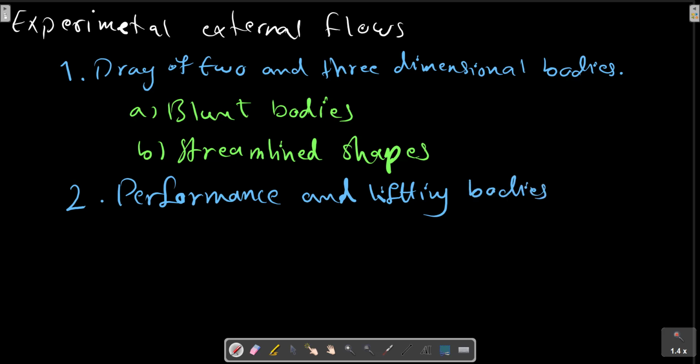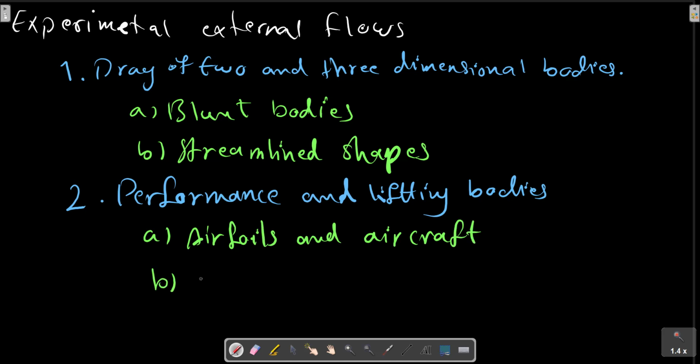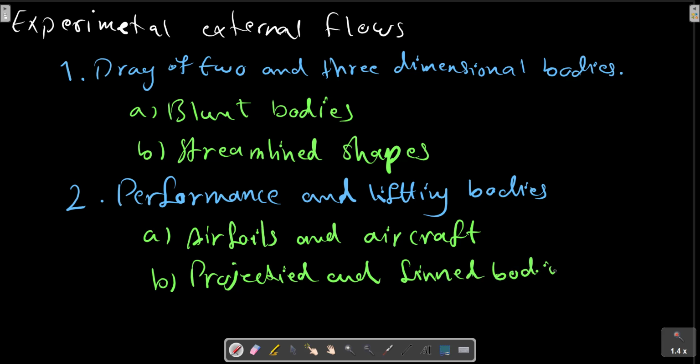It consists of three parts: A. Airfoils and aircraft. B. Projectiles and finite bodies. And C. Birds and insects.